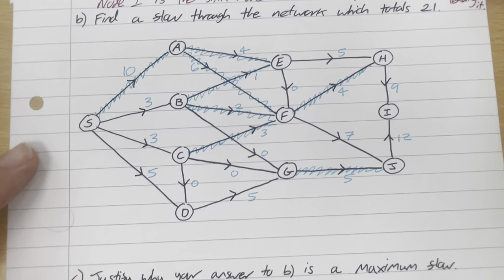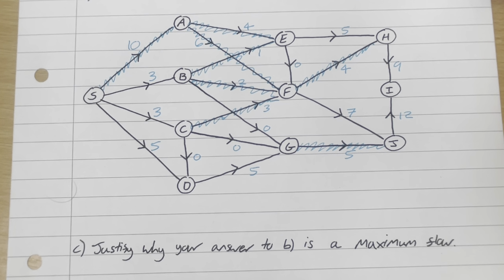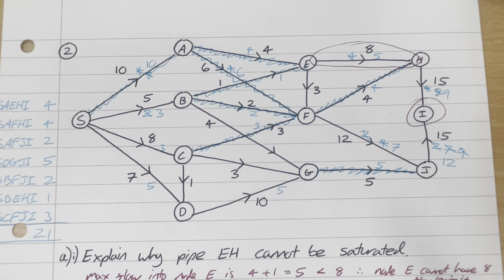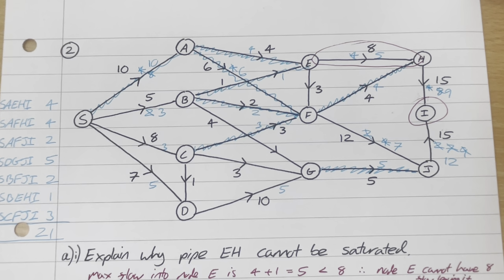And then one final part of the question, justify why your answer to part B is a maximum flow. So for this, yep, you got it. We're going to use the max flow min cut theorem. So we're going to find a cut of the capacity network, not the pipe network, the capacity network, which equals 21.